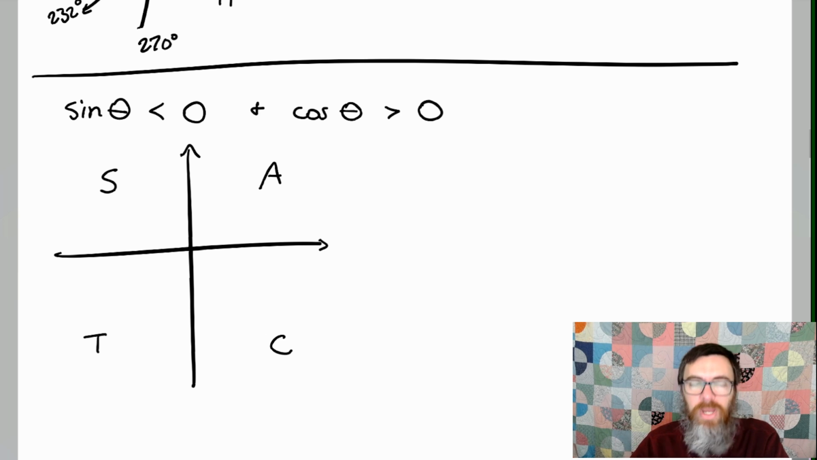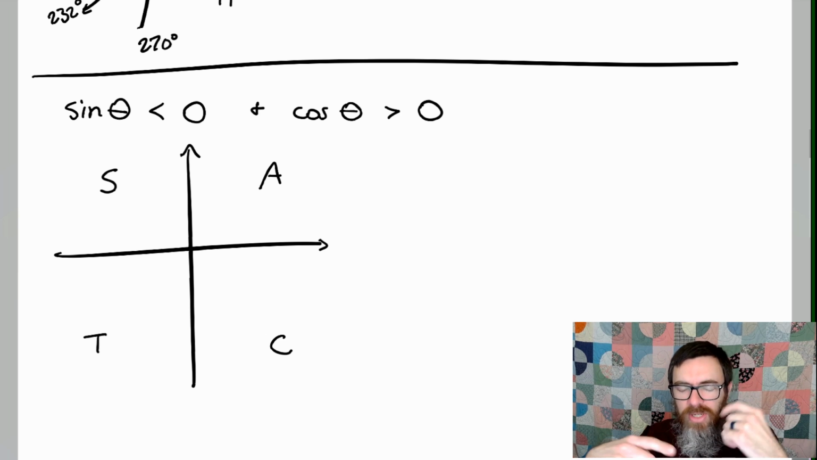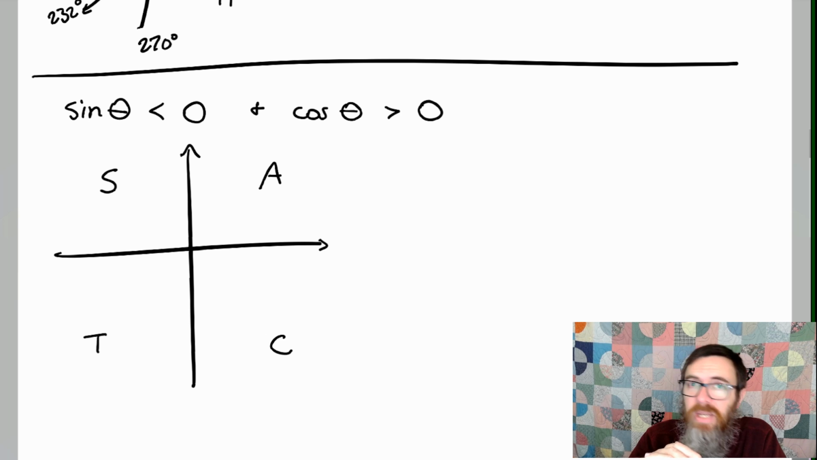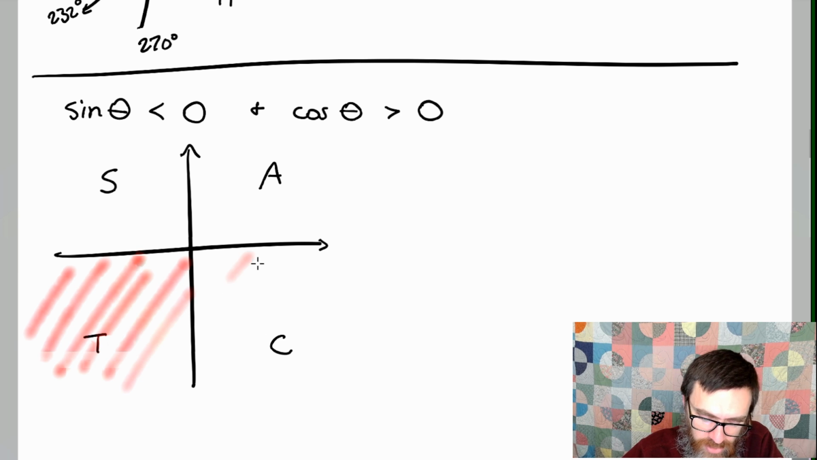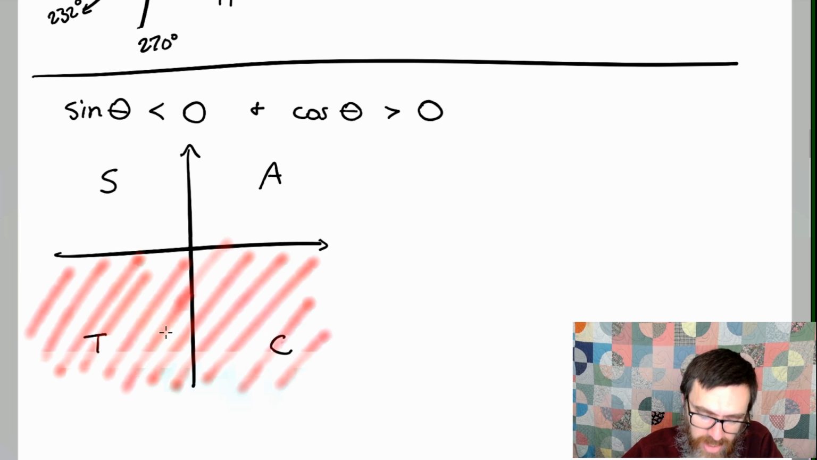Sine being less than 0, and again, try to start to connect sine with y. In other words, I'm asking where would y coordinates be negative? And that's going to be below the x-axis, down here in quadrants 3 and 4. And that should make sense because you see the ones that are at the top. You see the A, which means everything's positive, and S means sine is positive. But I want the ones where sine is negative. So that's why we go downstairs.